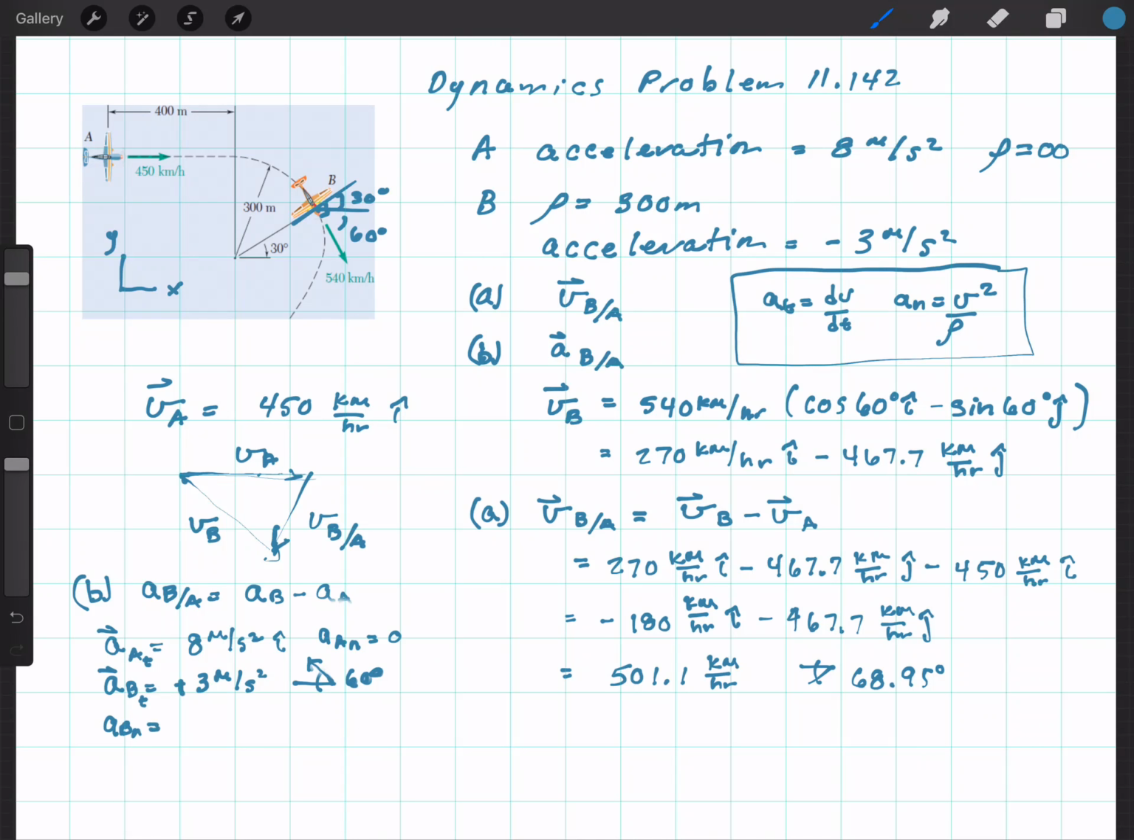For B, the normal component would be v squared over rho. We have to convert 540 kilometers per hour to meters per second. This equals 150 meters per second. If you have trouble converting that, then please ask for help on that. But 150 meters per second, quantity squared, divided by rho, which in the case of plane B is 300 meters, will give us 75 meters per second squared. And the normal component is always directed towards the center of rotation. So the normal component would be directed along this line, and that angle with the horizontal here would be 30 degrees.